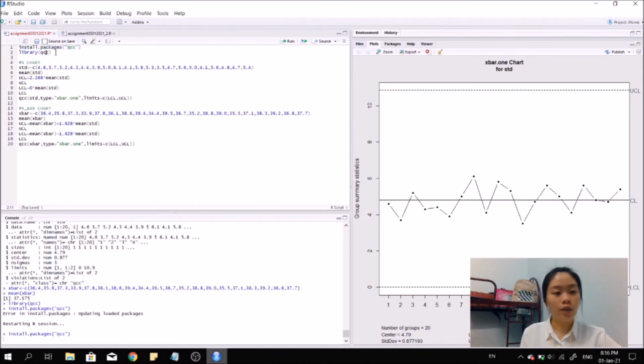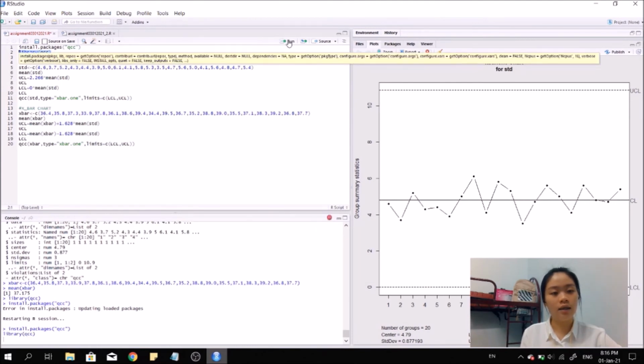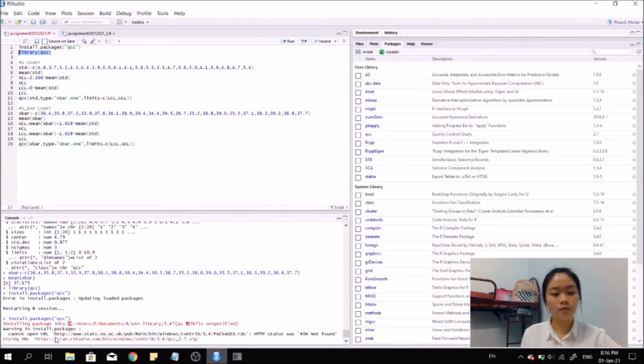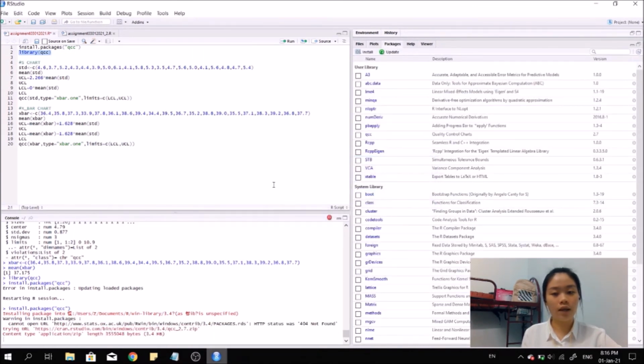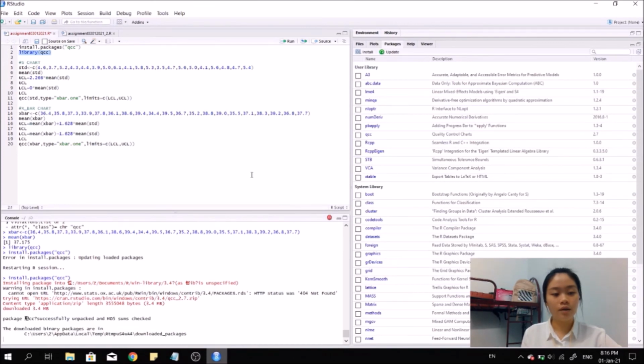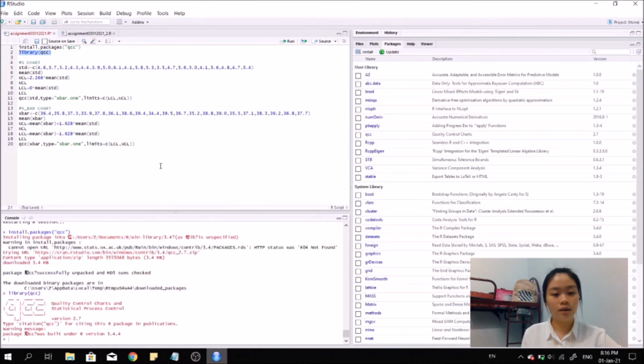Now we need to run the library of qcc. Okay, waiting for it to run. Okay, now the qcc library is loaded. Before we do the X bar chart, we need to confirm that the S chart is in control. So we plot the S chart first.